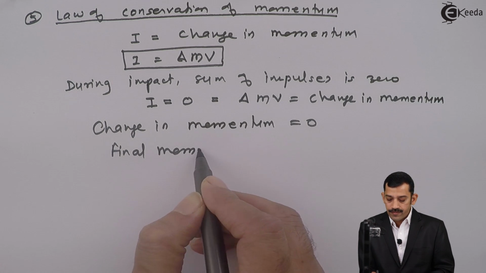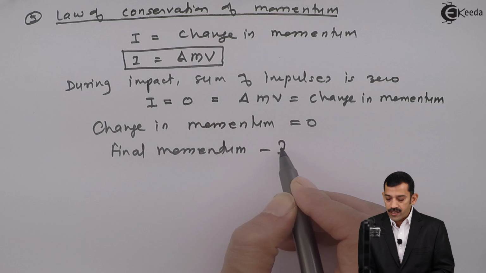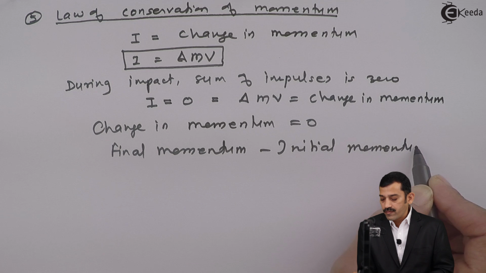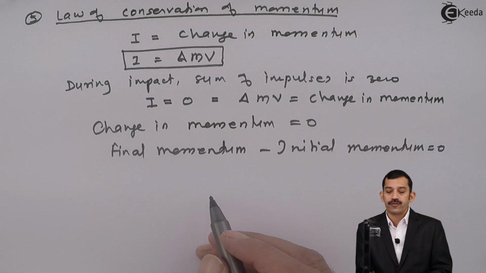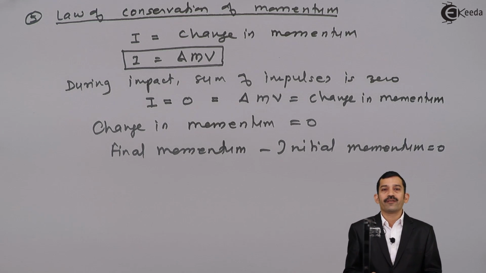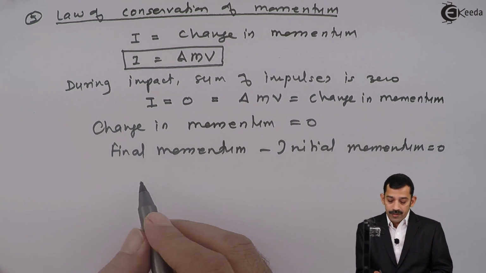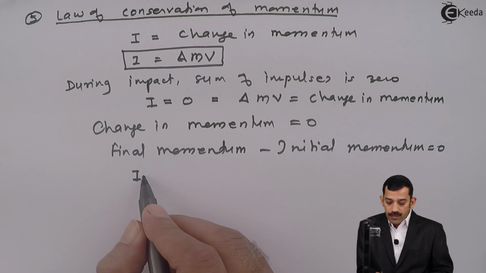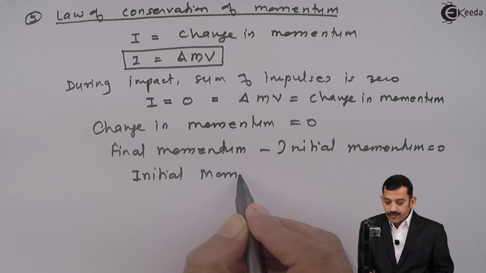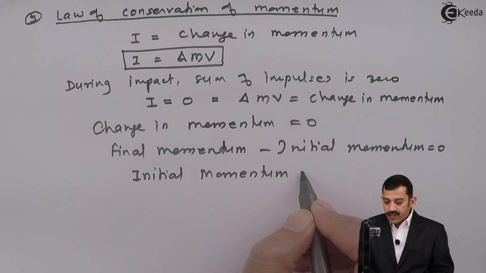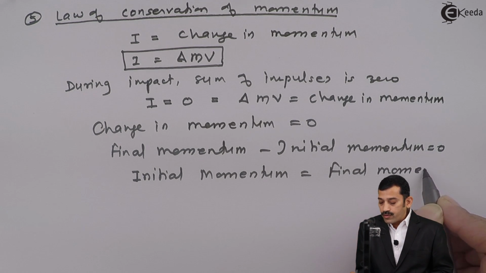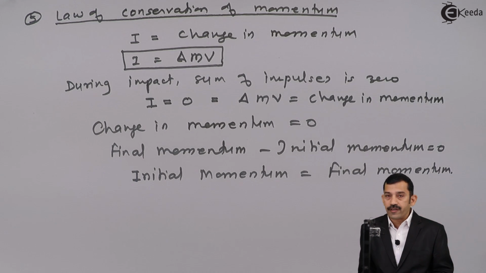Final momentum minus initial momentum is 0. That means we can say final momentum equals initial momentum, or initial momentum equals final momentum. If I write the law of conservation of momentum, it is finally: initial momentum equals final momentum. Now this is possible during impact.